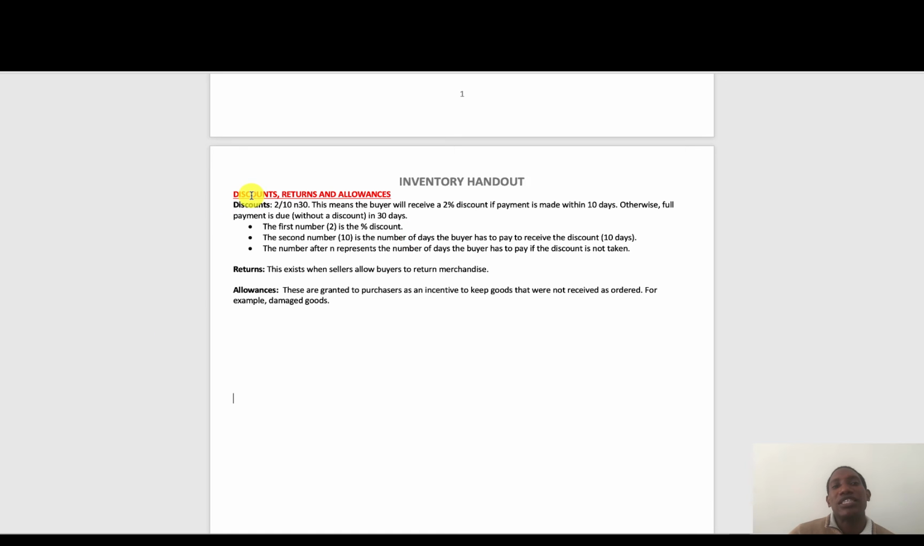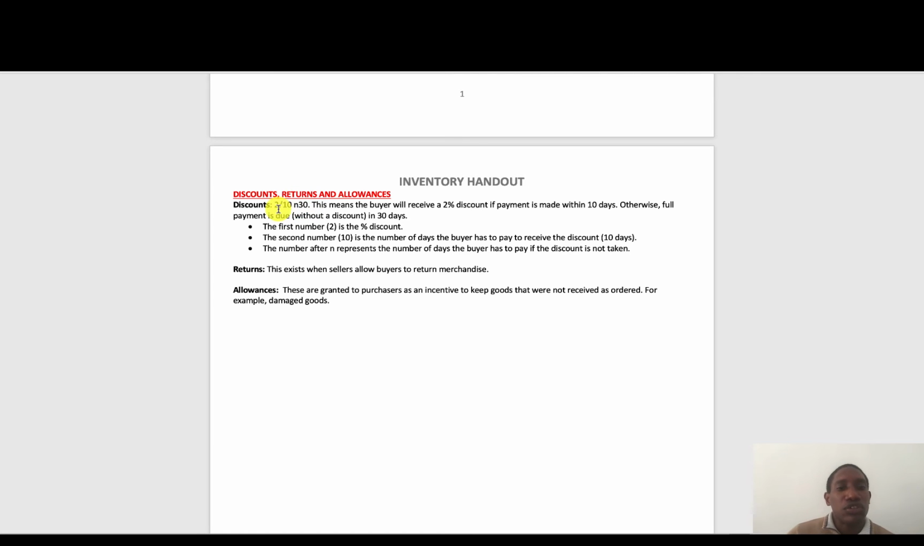and that is what is called a discount. And so a discount, you'll see this setup here. It's 2, 10, and 30, and this is the format that you'll see these discount terms in. The first number is always the discount. What this means is very simple: the first number is the percentage discount. So this says you get a 2% discount. The second number is the number of days the buyer has to pay to receive the discount. So this says you get a 2% discount if you pay within 10 days. Otherwise, the full amount is due within 30 days.